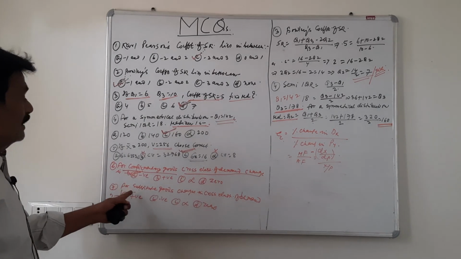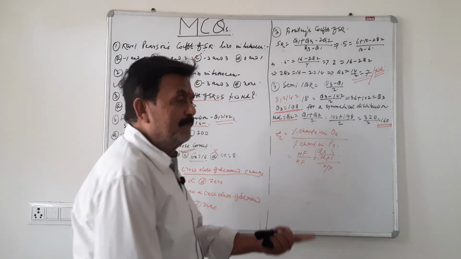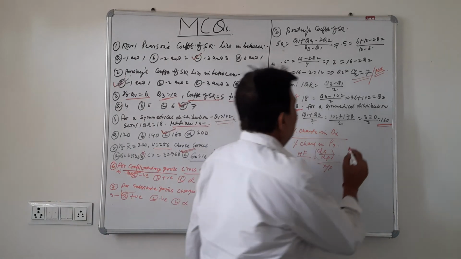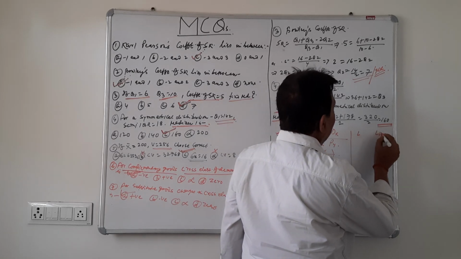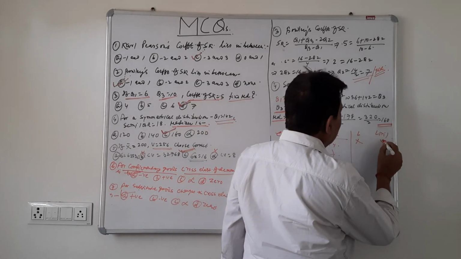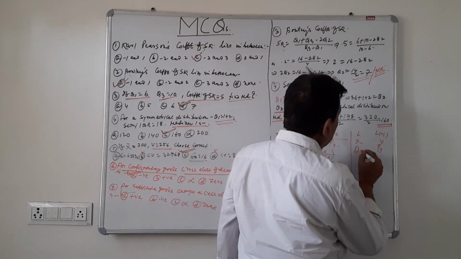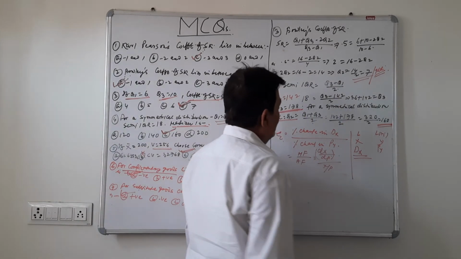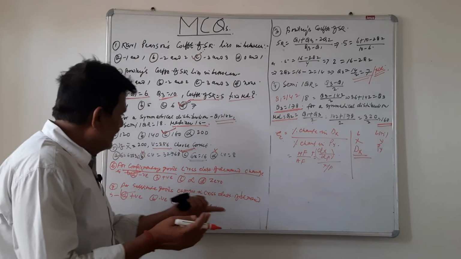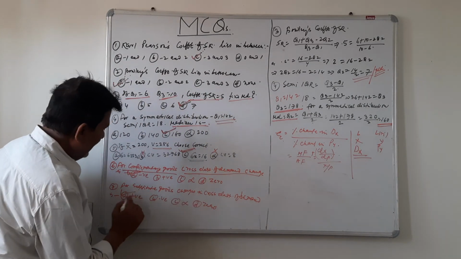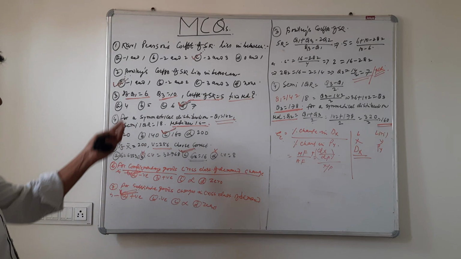And likewise for the substitute goods, this is positive. So if price increases, demand increases. Let there be two soaps, Lux and Liril. This is X and this is Y. If the price of Liril increases, demand of Lux would increase. So dx by dp is positive, and for the substitute goods or the competitive goods, this cross elasticity of demand always has to be positive. So this is positive, this is negative.